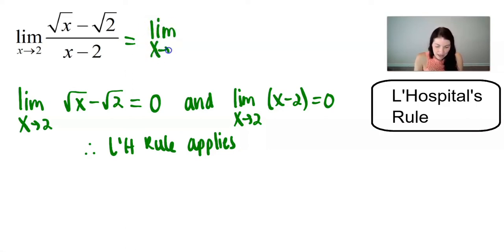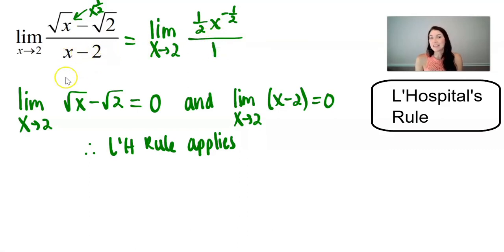So here we have the limit as x approaches 2, and to take the derivative of the numerator, I'm going to think about this as x to the 1/2, and that helps me use the power rule. So the derivative of the numerator would be 1/2 times x to the negative 1/2, and then the derivative of this constant, negative root 2, is just 0. In the denominator, the derivative of x is 1, and then the derivative of this constant is also 0.